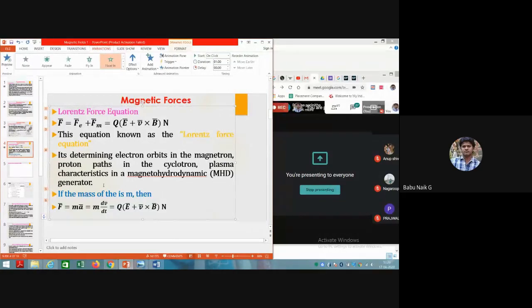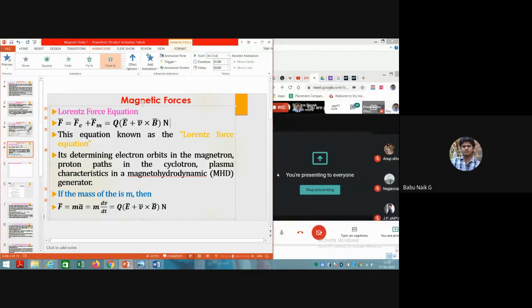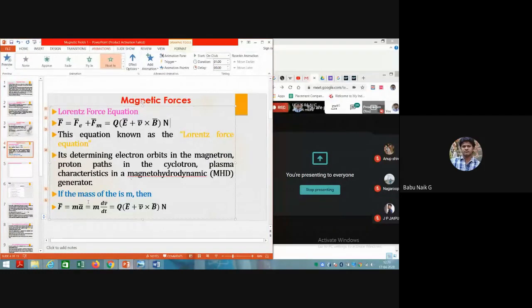Now with the same thing, if you write force in terms of mass into acceleration, mechanical force is equal to mass into acceleration. Acceleration is the rate of change of velocity with respect to time, so you can also write it as m into dv by dt. Sorry, force, which is equal to that in the electrostatic field, you can also represent it. So that is both things we can represent here. This is the general one.